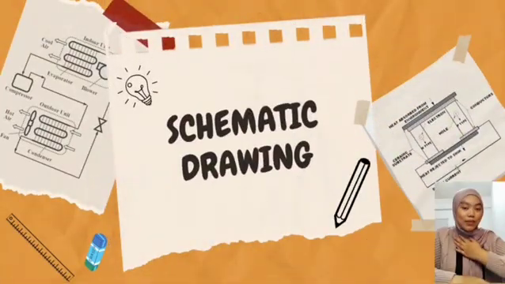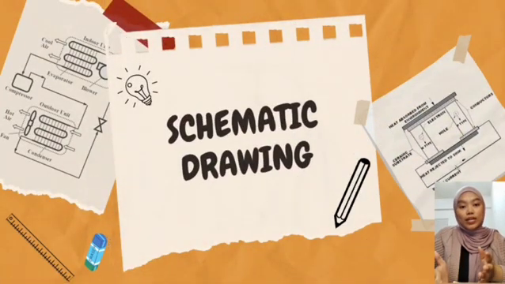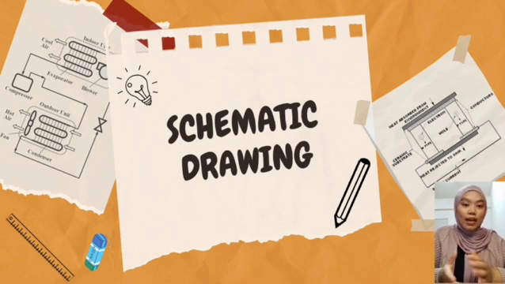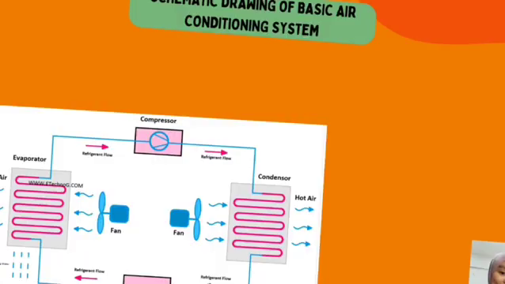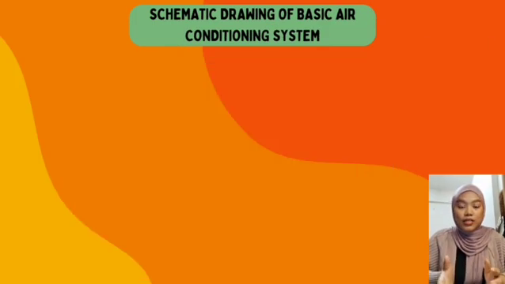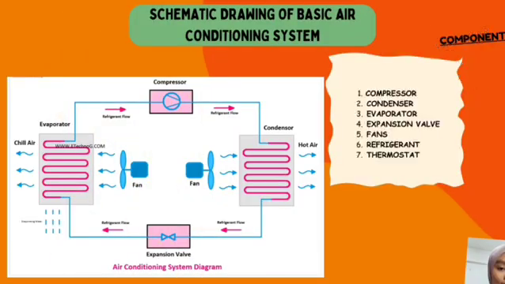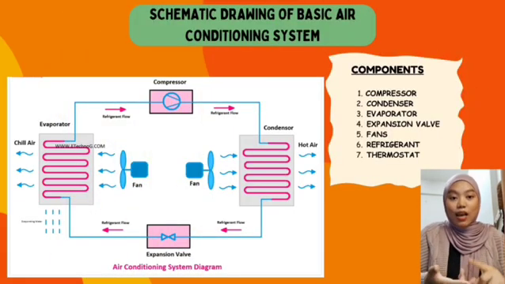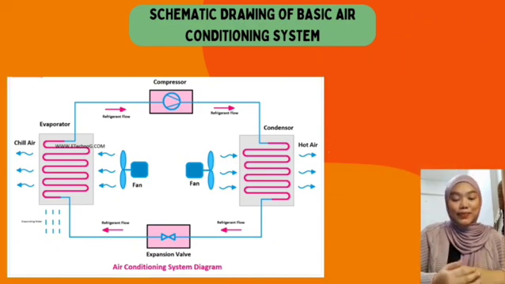Hi, my name is Nurhazima binti Mahdi, and for my part, I will explain the schematic drawing of a basic air conditioning system and the schematic drawing of a thermoelectric air conditioning system. So here is the schematic drawing of a basic air conditioning system. Its components are the compressor, condenser, evaporator, expansion valve, refrigerant, fans, and thermostat.